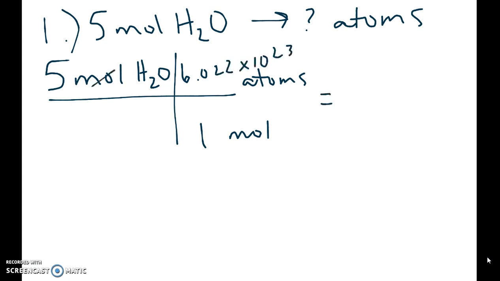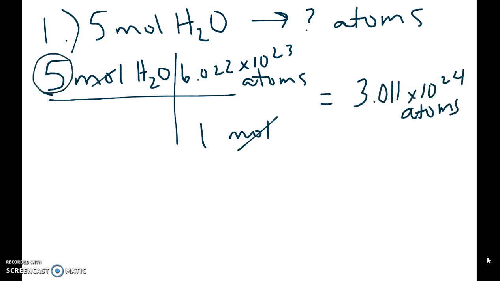So because it's across the top, I'm going to multiply and I divide by what's on the bottom. So I'm going to cancel out moles and now I'm left with my unit of atoms. When I plug this into my calculator, I get 3.011 times 10 to the 24th atoms. But I can only have 1 sig fig, so my answer is 3 times 10 to the 24th atoms. The next problem I'm going to do for you is number 3.